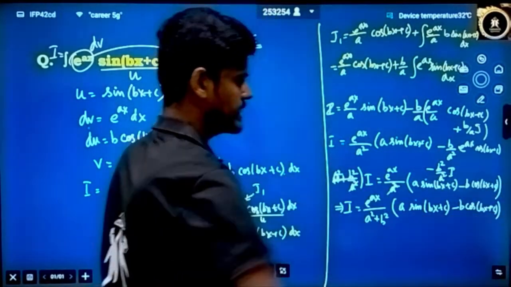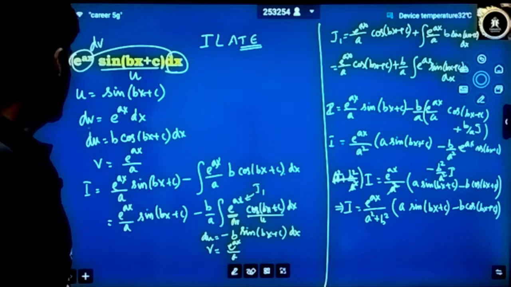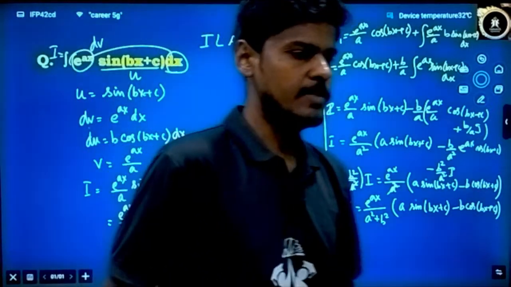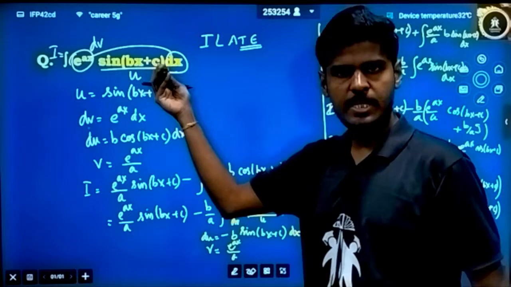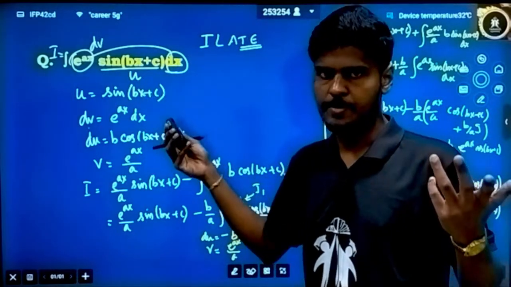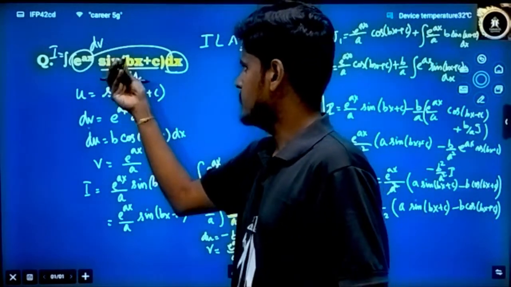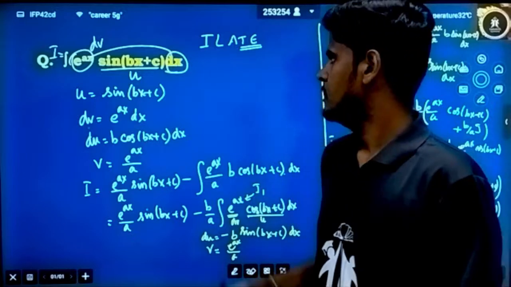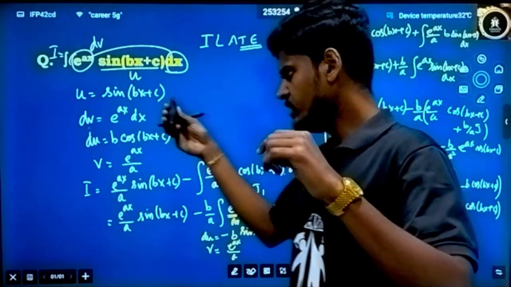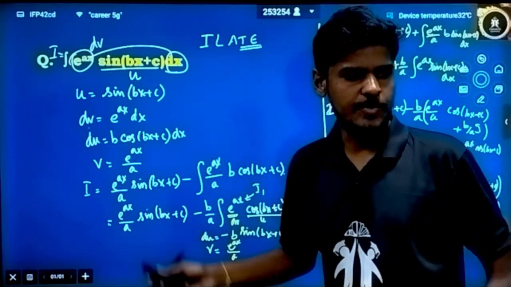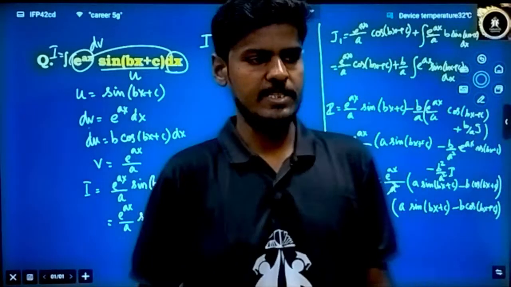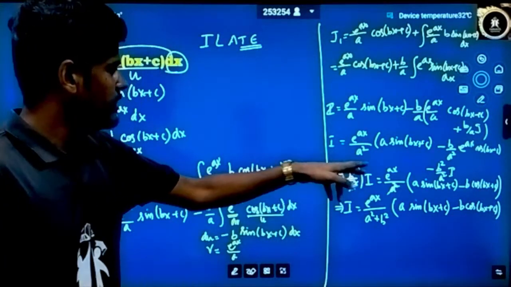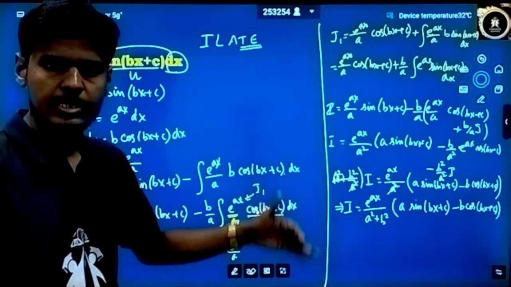You should remember this result. What is integration of e power ax into sin bx? Instead of plus c, if you have just bx also, the formula is same. For e power ax into sin bx, the answer will be e power ax divided by a square plus b square into a sin bx minus b cos bx. Similarly, we can do for cos in the same fashion.